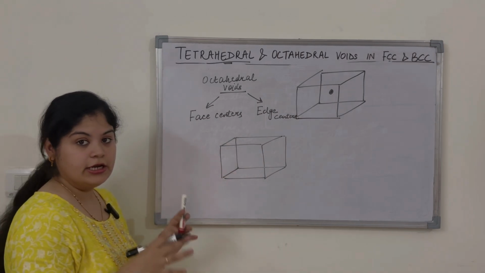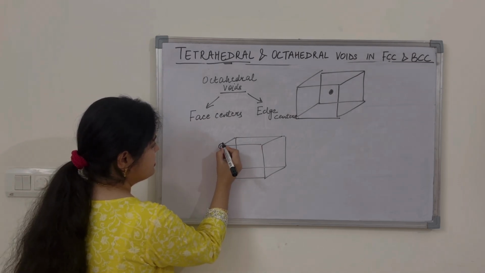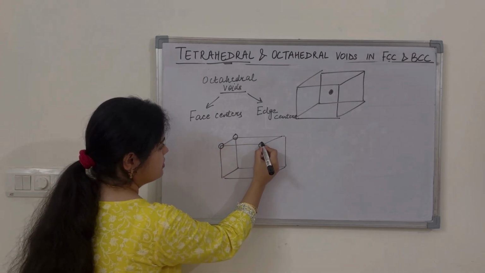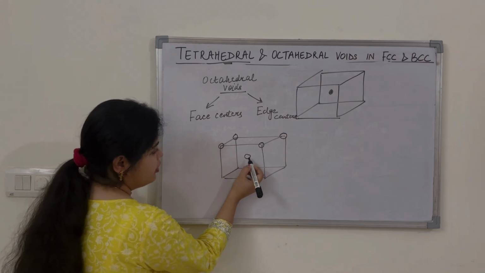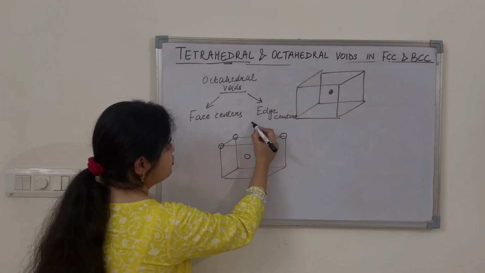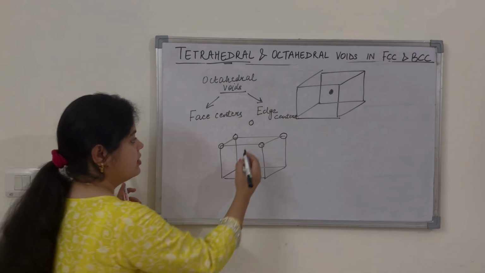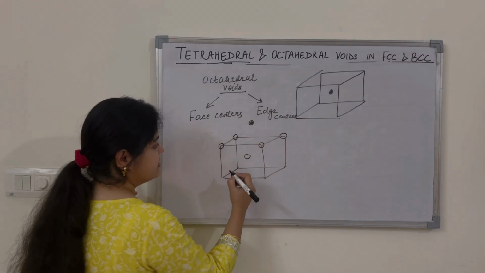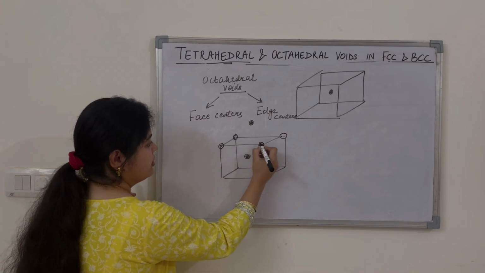So for this I need 4 atoms which are on the same plane. So let me consider these 4 corner atoms, one body centered atom which belongs to this unit cell, and one body centered atom which belongs to the unit cell which is above this particular unit cell. So this is one body centered atom, this is one body centered atom, and these are the corner atoms.